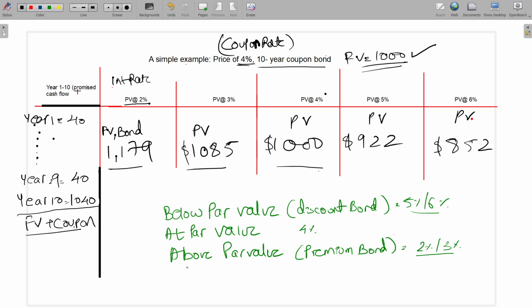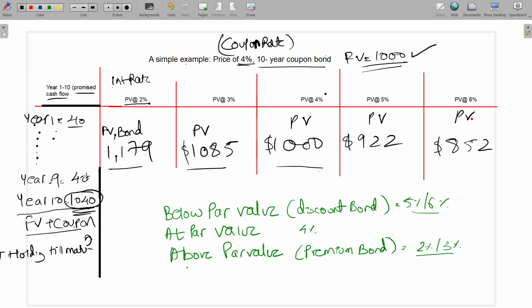Now I am promised cash flows, that is in year 1 I'm going to receive 40 bucks, and the same in years 2, 3, 4, 5, 6, 7, 8, 9, 10, and in year 10 I'm going to receive my face value, future value, par value, whatever you call it, that I was promised, along with my coupon. That is, in year 10, if I'm holding till maturity, I will receive this money.